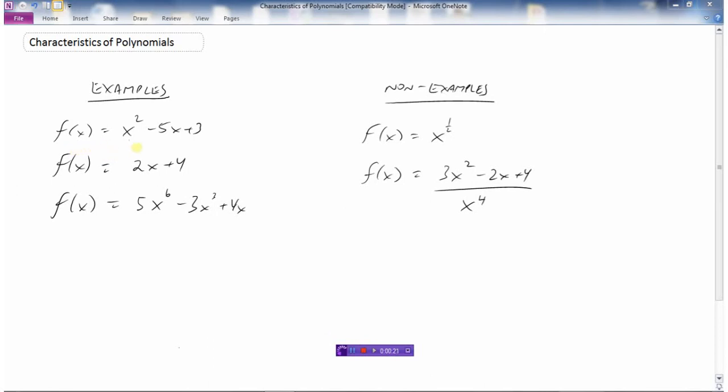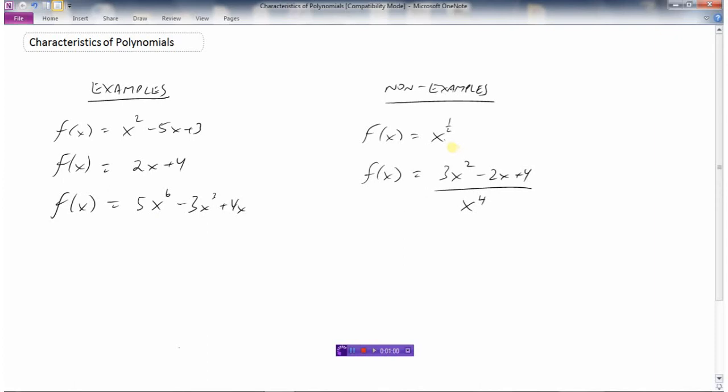Here's one here, f of x equals x squared minus 5x plus 3. Here's another one, f of x equals 2x plus 4, f of x equals 5x to the power 6 minus 3x cubed plus 4x. So these functions here all have one variable, in this case x, and the exponents on those variables are whole numbers. So in other words, the exponents are either 0, 1, 2, 3, 4, 5, 6, so on and so forth. So polynomial functions have to have exponents on the variable that are whole numbers.